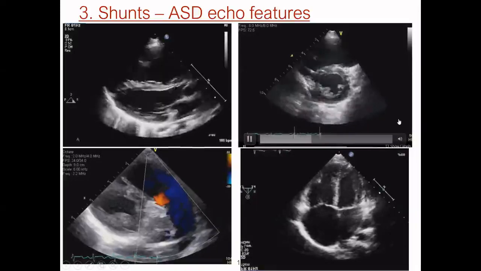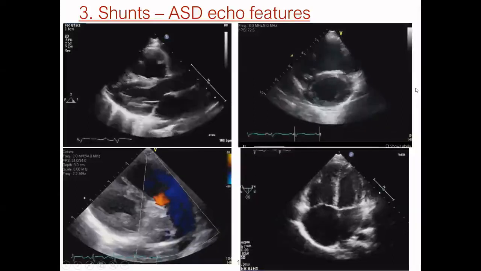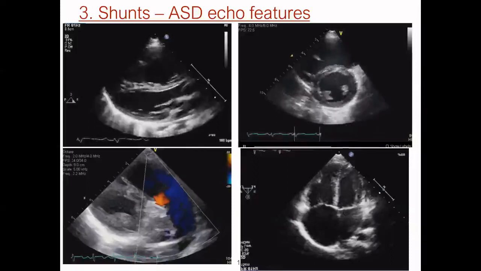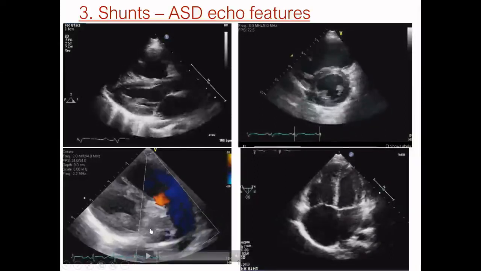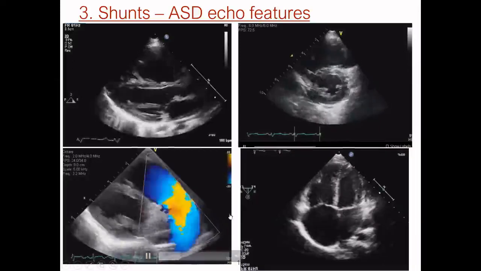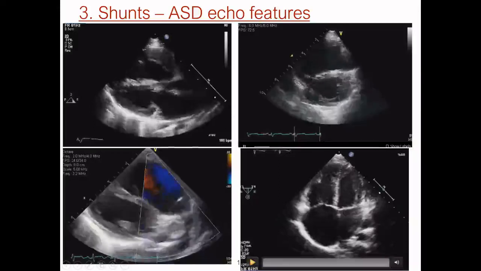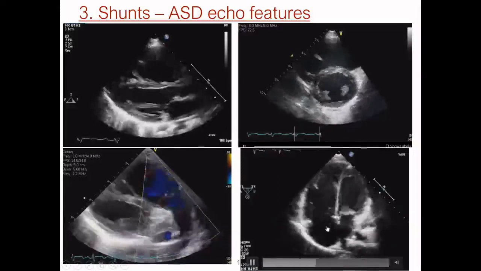You can see here there's a bit of flattening of the left ventricular septum in systole, and this is due to volume overload, which I'll talk about later. You can see here there's dilatation of the pulmonary artery. And then you can see here clearly there's dilated right heart.